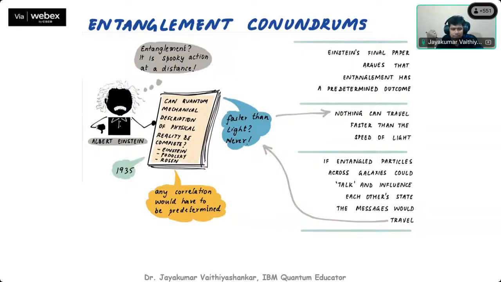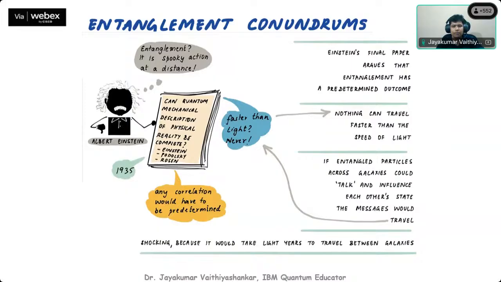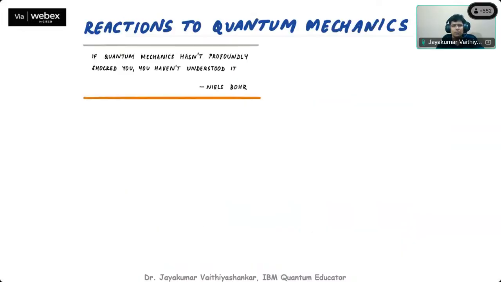For a scientist, a strong demonstration is needed to accept a principle. During that time, they were not able to demonstrate it. So these are the famous reactions to quantum mechanics.